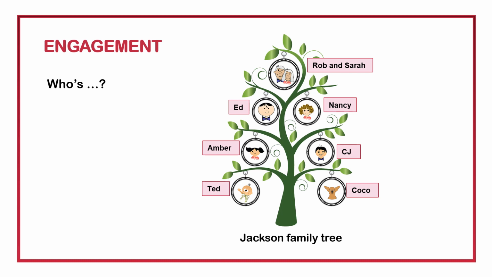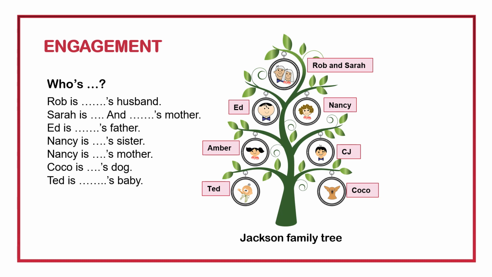We have Nancy and Ed. They're not basically children. They are Rob and Sarah's children, but they have their own children as well. So that means they're probably middle-aged or young people. So Ed has a daughter, Amber, and Nancy has a son, CJ. And then Amber has a baby, and that's Ted. And CJ has a dog called Coco.